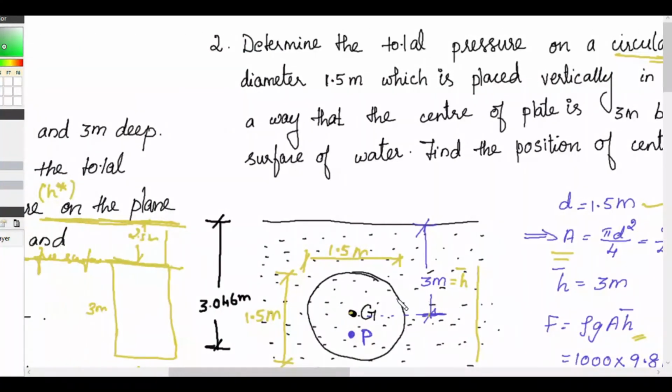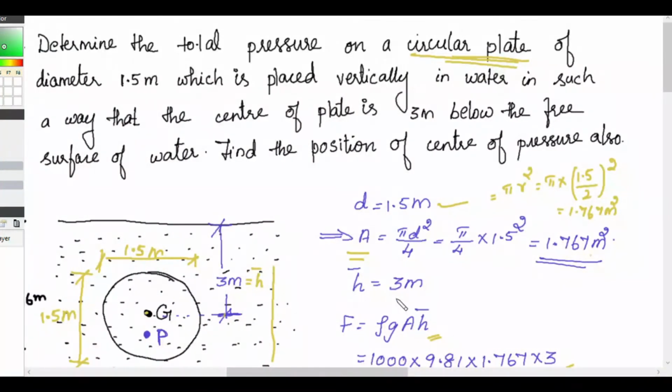So these are the problems for when there is a water body and the plane surfaces are vertical. For horizontal surfaces it is also the same: the formula is F is equal to rho G A H bar, and H bar will be equal to H star will be equal to H. So you can substitute that and you will be able to solve the problems.